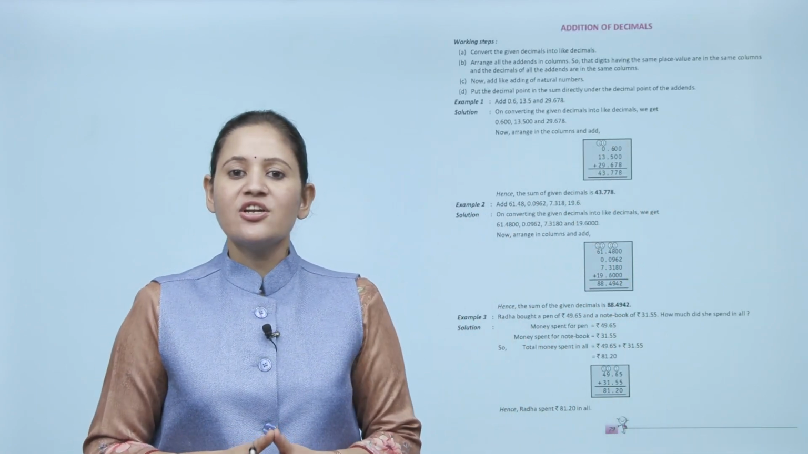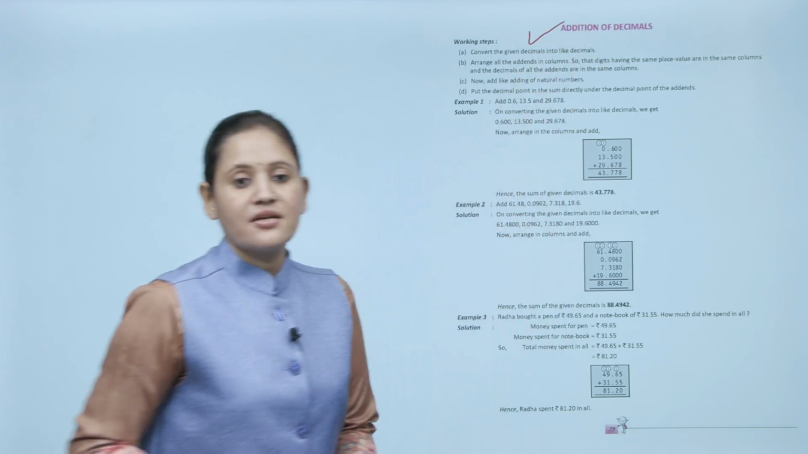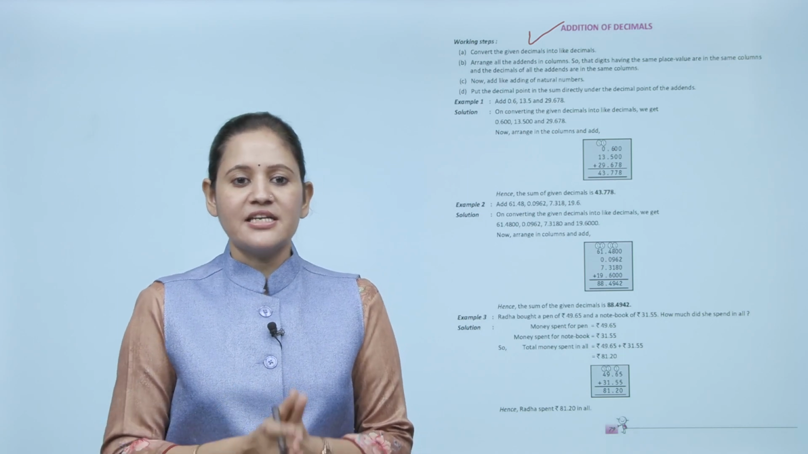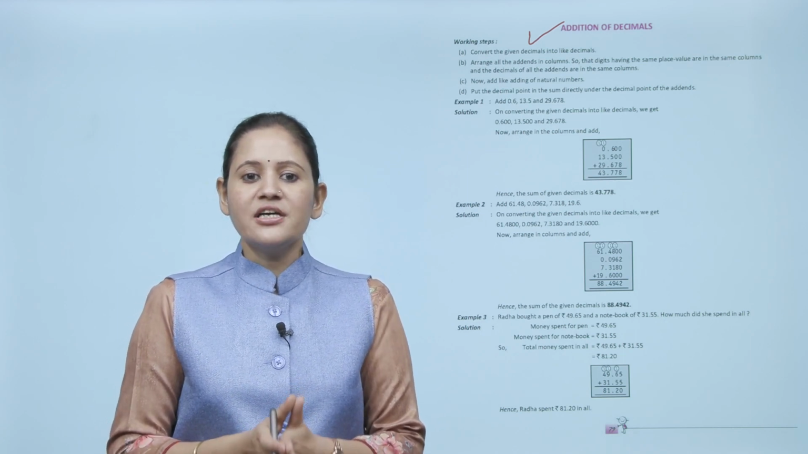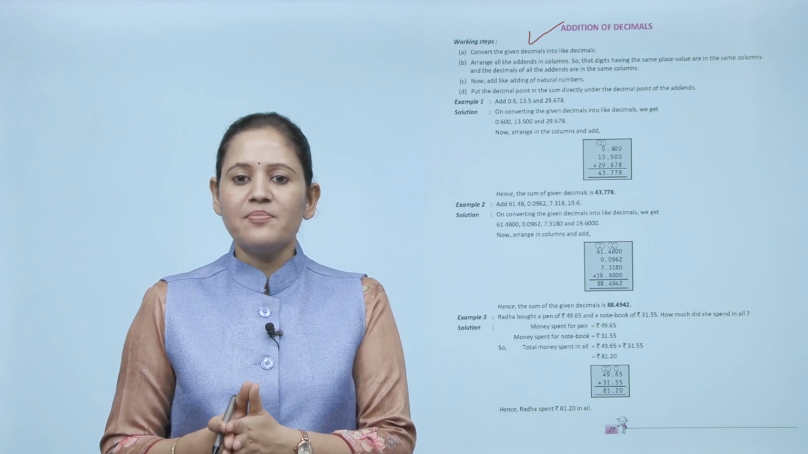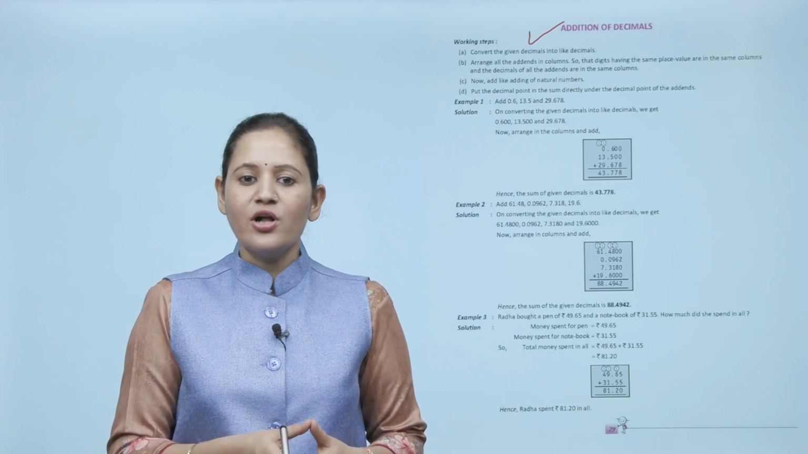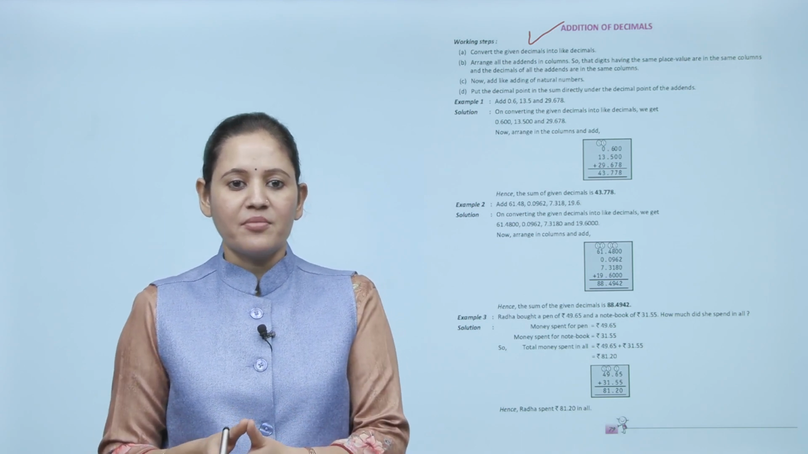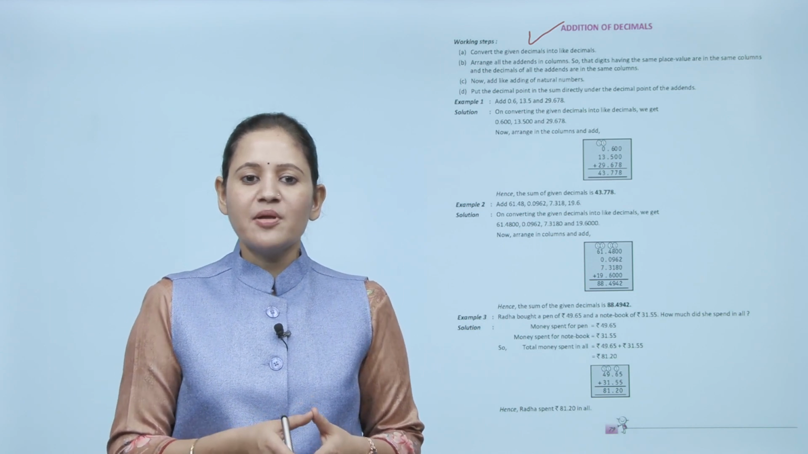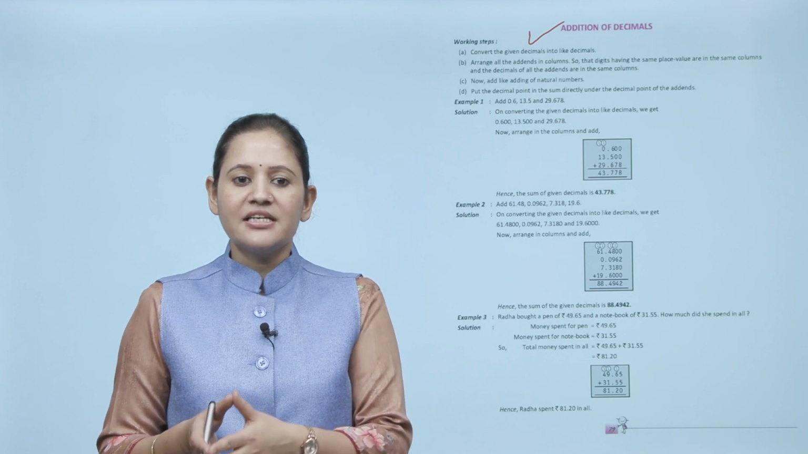Next is addition of decimals. Working step, convert the given decimals into like decimals. Arrange all the addends of the column so that the given digits of same place value are in the same column and the decimals of all the addends are in the same column. Now add like adding of natural numbers. Put the decimal point in the sum directly under the decimal point of the addends.